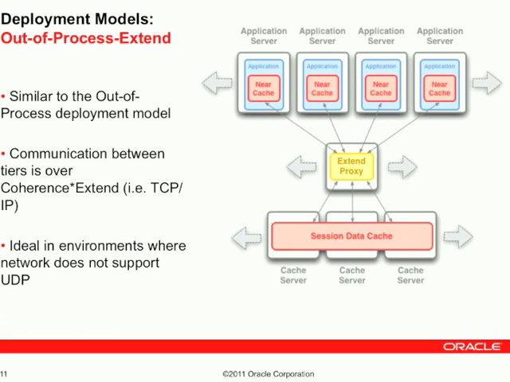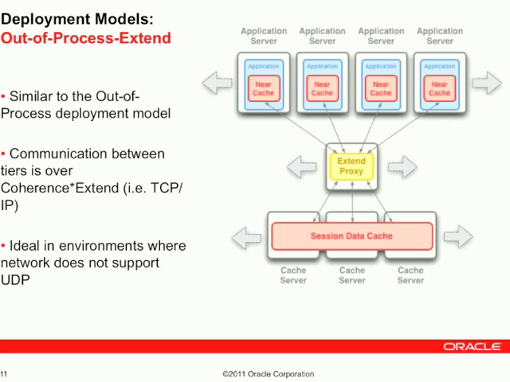The third model we refer to as the out-of-process extend model. The out-of-process extend model is useful for environments where you cannot effectively run UDP traffic, which is the primary protocol that Oracle Coherence clusters rely on. So in this model, you set up a subset of the Oracle Coherence Cache Server cluster to run the extend service. And the extend service will expose a series of TCP/IP listeners that the Oracle GlassFish cluster can connect to.